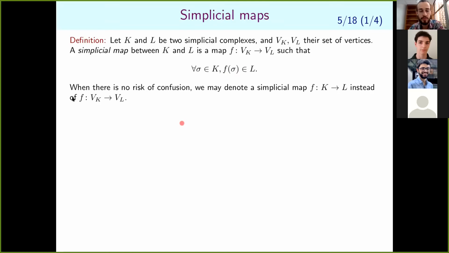Okay, so really a simplicial map is a map between vertices, but sometimes we will write F from K to L instead of VK to VL because it's easier to write.